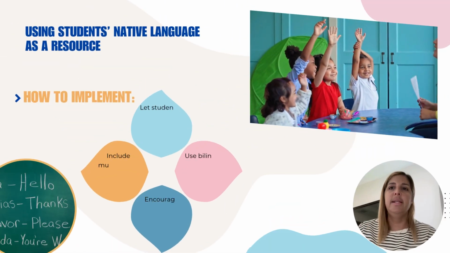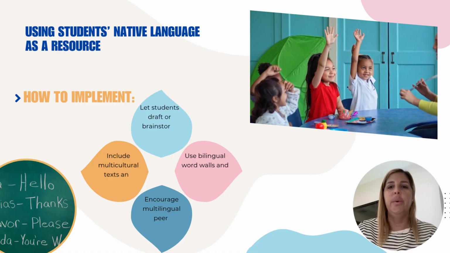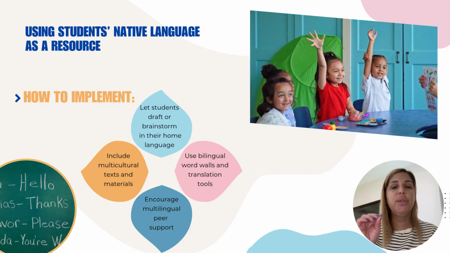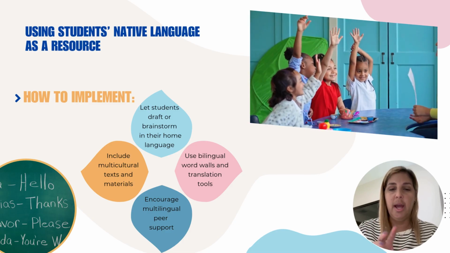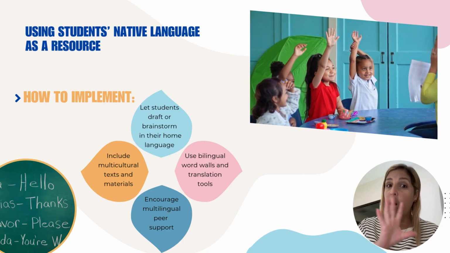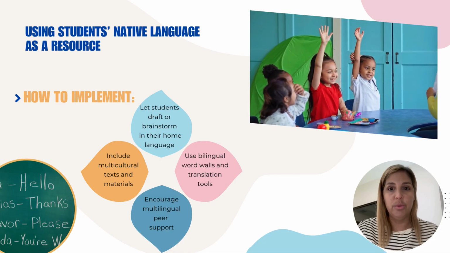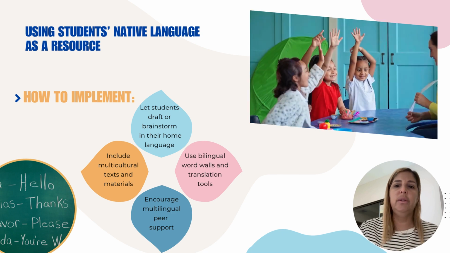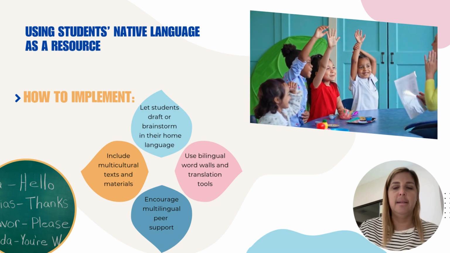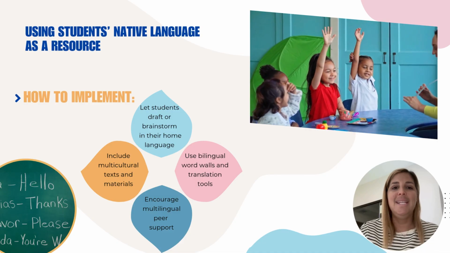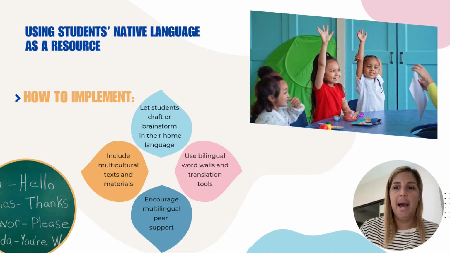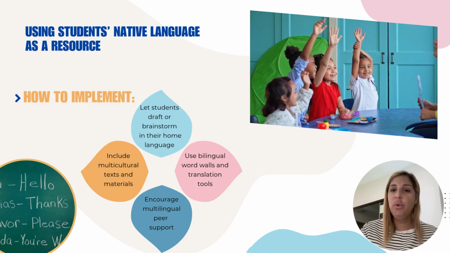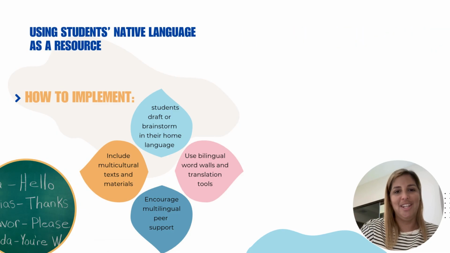How do we implement the students' native language? This is one of the ways to implement it. Let the students draft or brainstorm in their home language. Another way, use bilingual word walls and translation tools. Encourage multilingual peer support and include multicultural texts and materials. Language is not a barrier, it's a bridge. When we allow students to use their full linguistic toolbox, we open the door to deeper learning.